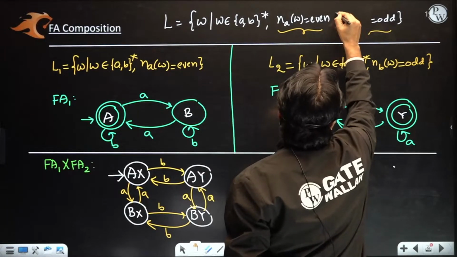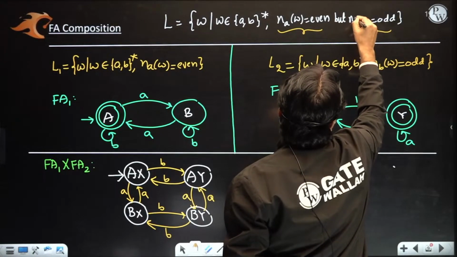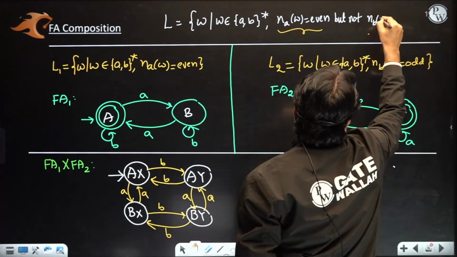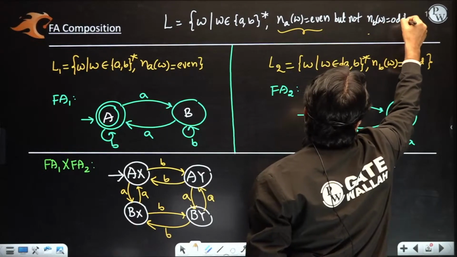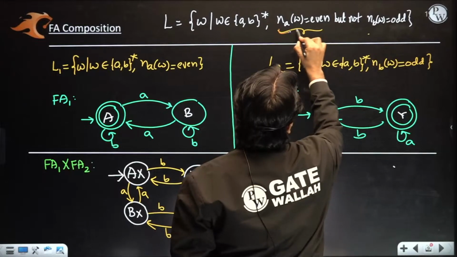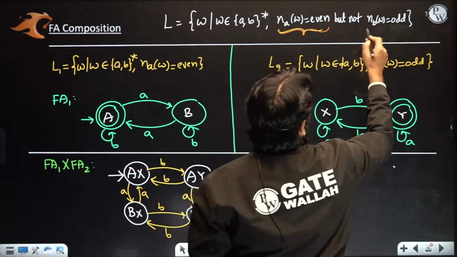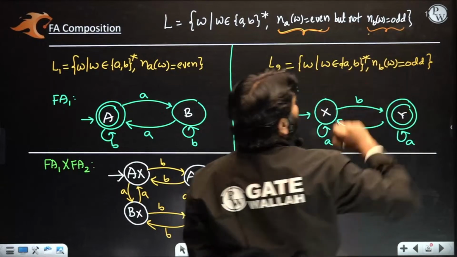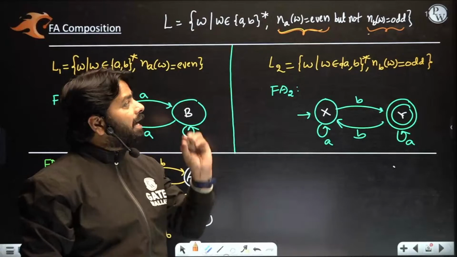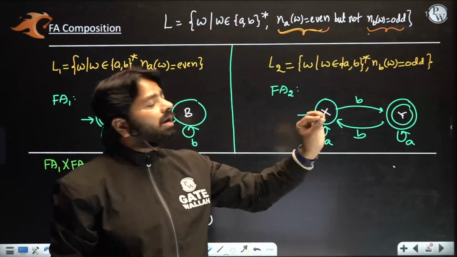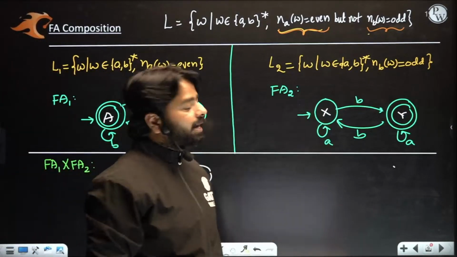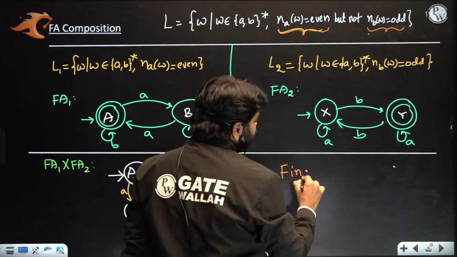Even but not number of B's of W is equal to odd. It means you want number of A's of W to be even, but you don't want number of B's of W to be odd. You don't want this, but you want this. Means the string should have even A's, but it should not have odd B's. It means you should find a pair. The final is now you should find a pair.